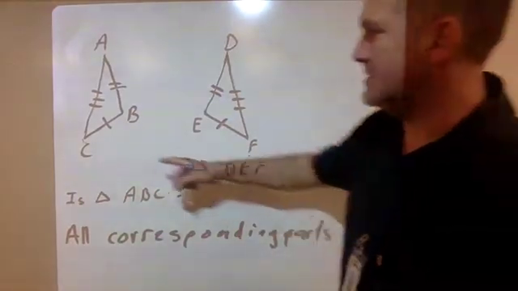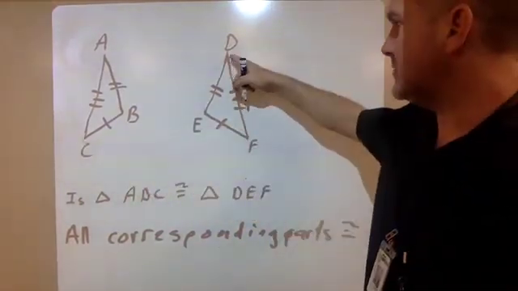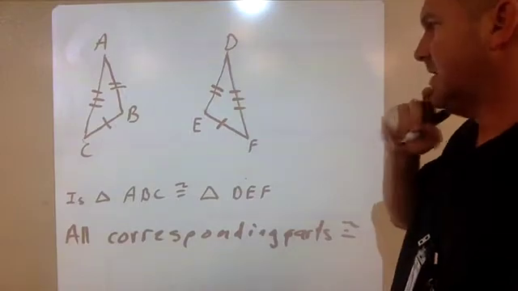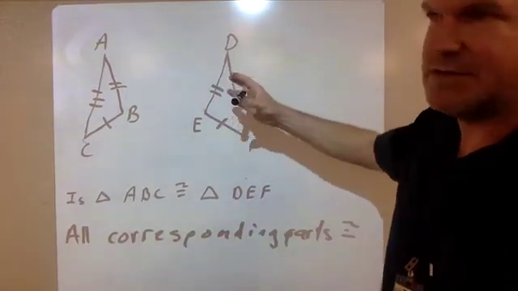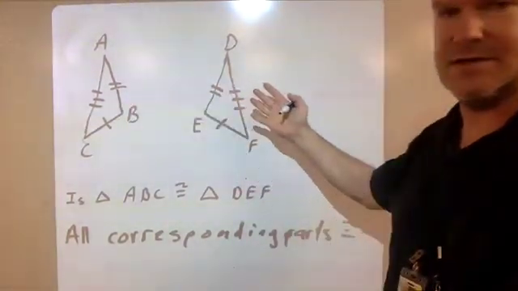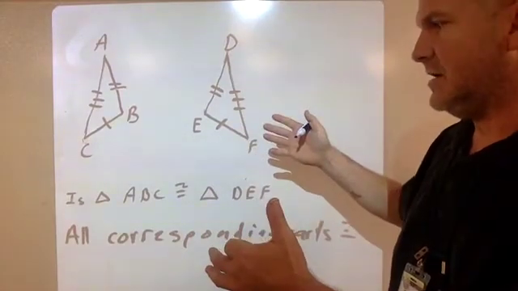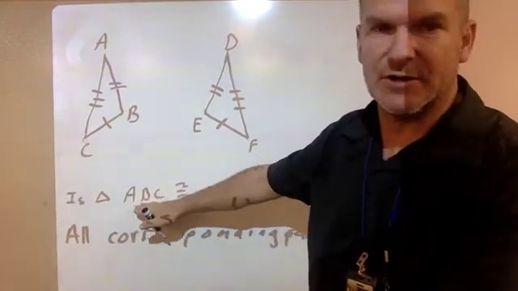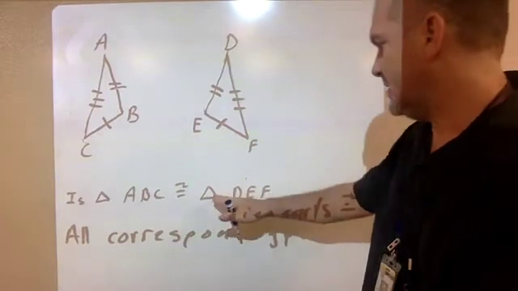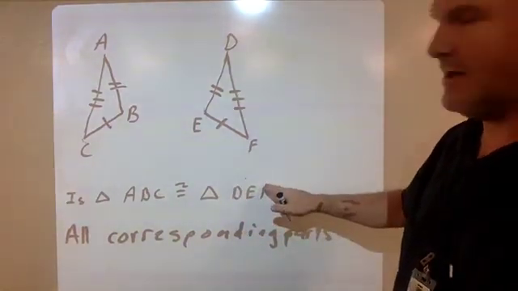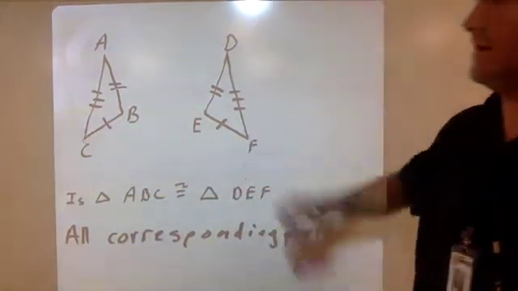So which angle does C match up with? Does it match up with D, E, or F? Well, sometimes your second triangle is rotated. In this case, it's reflected, so it's not always easy to tell. So again, you look at the letters. Where is C? It's the 3rd letter. So the 3rd letter in your second triangle is F, so C has to match up with F.